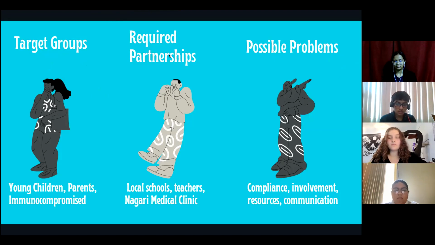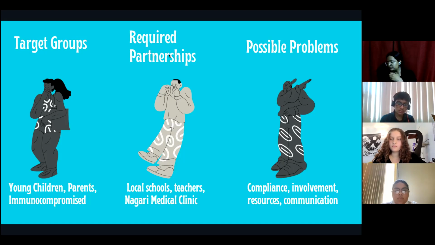Our target audience are the young, the immunocompromised, and parents of the young children. By helping educate these populations, we can help them understand the severity of these diseases and help them if they need to go to the doctor and treat these diseases with at-home remedies to try to stop the disease at its early stages. We will try to partner with hospitals such as the Nagari Medical Clinic, local schools, and teachers to try to spread information about these diseases so people are able to learn about them.